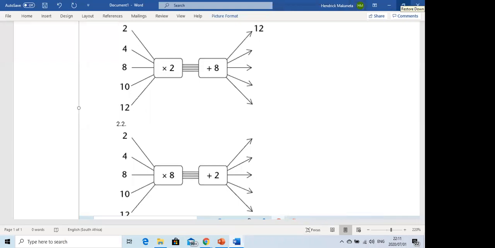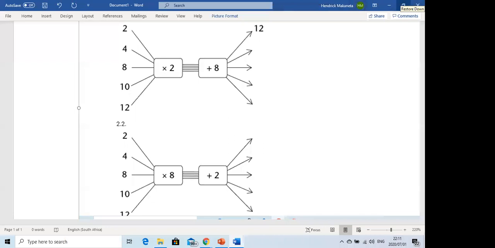12 times 2 is 24 and plus 8 is 32. Yes, great. Therese as well just came in with 32. I'm glad Lesedi as well found it correct. Lisanne as well found the correct answer there. Yes. Thank you very much indeed. So this is how you find the output values in the first instance.